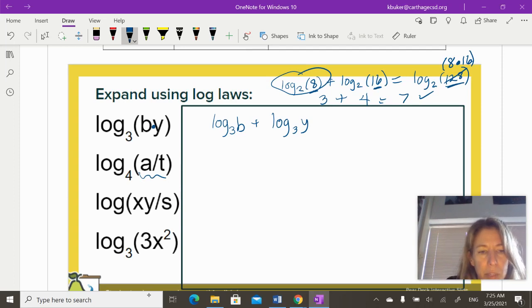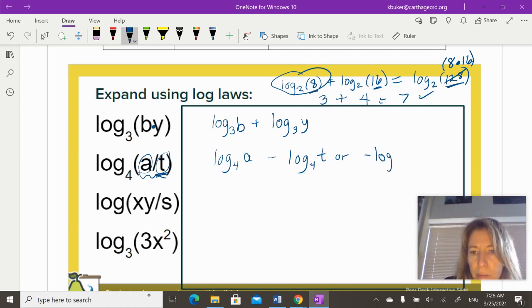We just have to recognize the operation in the input, and that allows us to expand it if we'd like. The next one, we have division. So we're going to subtract in this order. The numerator will be a positive value and the denominator will be a negative. So we have log base 4 of a minus log base 4 of t. I could have also written this as negative log base 4 of t plus log base 4 of a. Anything in the denominator will be subtracted, so the denominator will be our negative value, and our numerator will be the positive value.